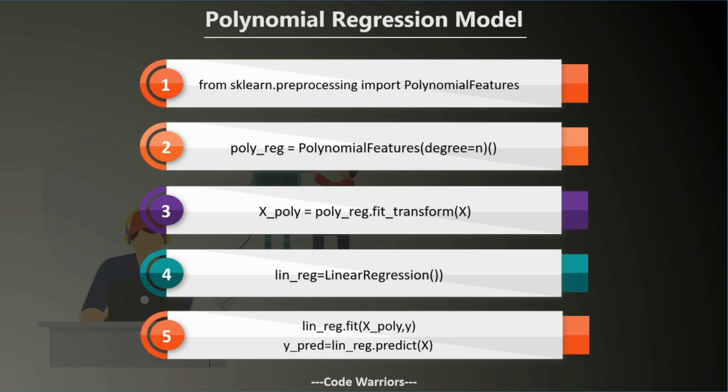First we created an object of PolynomialFeatures. Now we are going to fit and transform our input. So we are going to use poly_reg, that is the object, and we are going to use its fit_transform function. We are going to pass our input X, that is our independent variable. Now it's going to return the polynomial form of our input, so we are going to store it in X_poly.